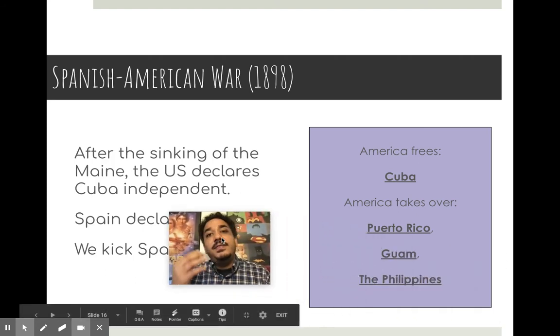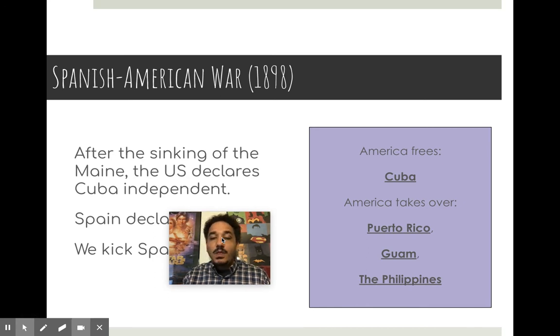Now, Spain had these 4 territories, and we're going to take these territories from them. Spain had Cuba, which we already talked about. And we don't really take over Cuba, because remember how we said that we thought it was bad that Spain took Cuba? So we're not going to take Cuba. We kind of free Cuba. We let them have their independence, more or less. But we do take over 3 other places.